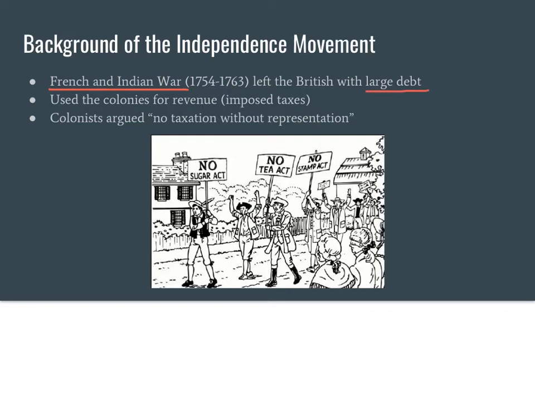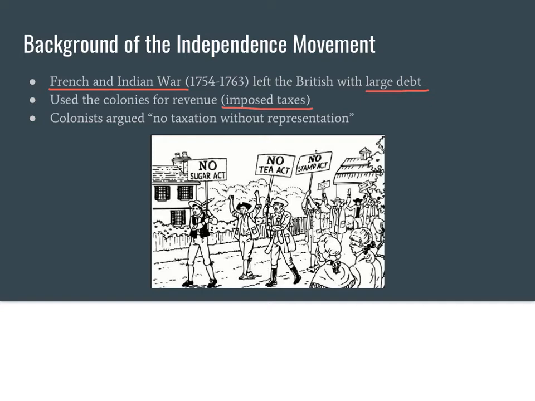And the British felt like because they had used their money, their military, their power to defend the American colonists against the French and the Native Americans, that the American colonies owed them that money back. They should help to repay it. And so they started to impose taxes on the American colonies.